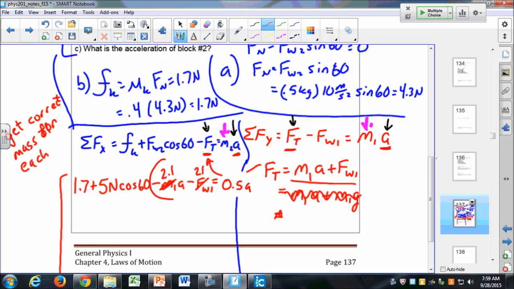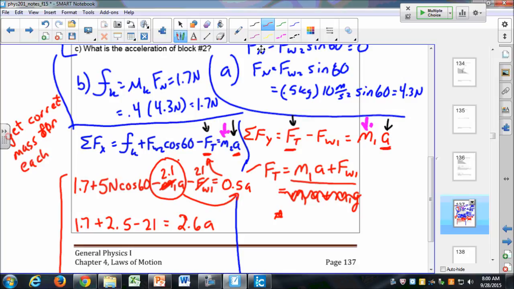I'll just take this term over. I'm not going to go through the algebra here, but I'll take it over here, adding to both sides, and solve for the acceleration. I can give you the number right quick if you want. It's going to be 1.7. Here, I'll just work it out. This is 1.7 plus 2.5 minus 21 equals 2.6 times A.